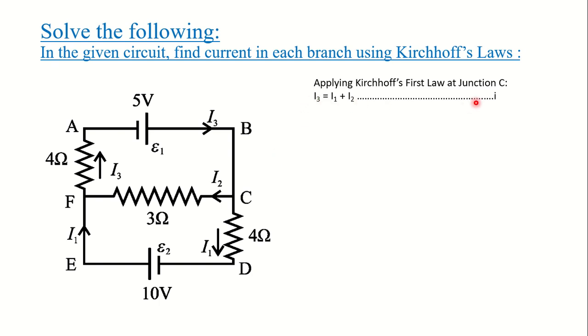We are applying Kirchhoff's law at junction C. Here you can see current I3 is coming to the junction. I2 is leaving the junction, and I1 is also leaving the junction. So if we apply Kirchhoff's law here, the equation is I3 minus I2 minus I1 is equal to 0. Rearranging that equation, I3 is positive, so I3 is equal to I1 plus I2.